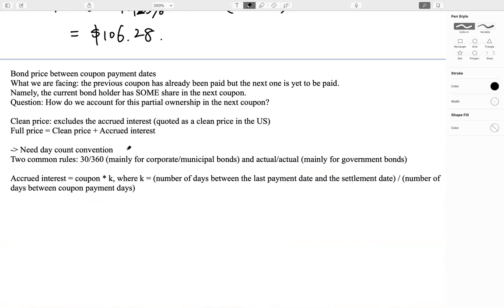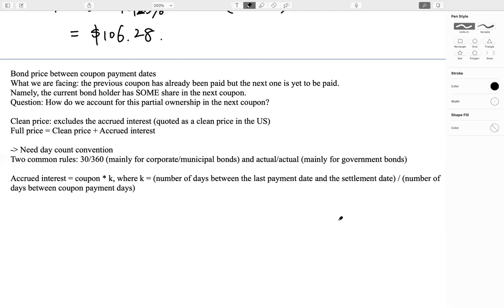Okay. Since this is relatively short term, right? Between two payments, usually there are 6 months. And in between, of course, it will be even less than 3 months. So this is when we need the day count convention, which I actually introduced very early on, in chapter 1. Two common rules: 30/360, meaning they are 30 days a month and 360 days a year. The first rule is usually used for corporate and municipal bonds. The second rule is the actual number of days in between and the actual number of days in a year. This is normally used for government bonds.